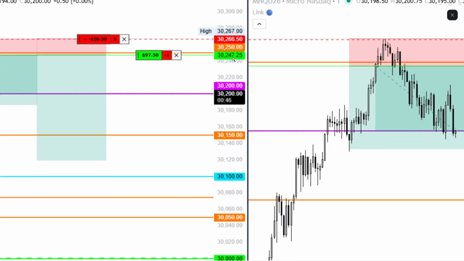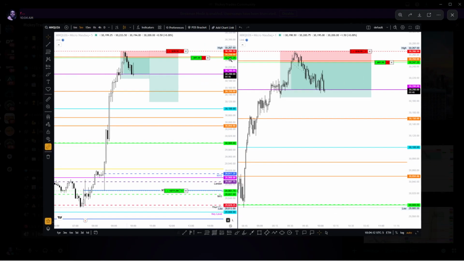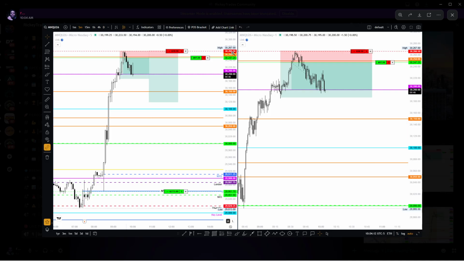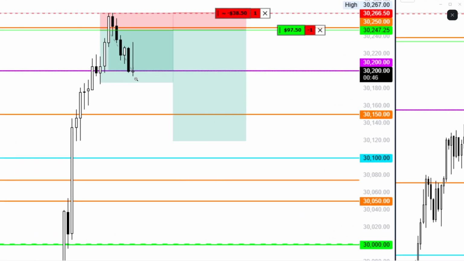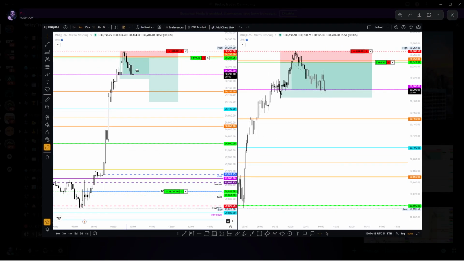Okay, so entry was around those 30,247s, and then risk was 30,277s. Okay, it's just a little bit off because I don't know why, but it should be 277s, which is 20 points. It's just like 19 points there. Okay. Goal from this to get 3 times our risk would have been just here. Obviously, we would have seen that.